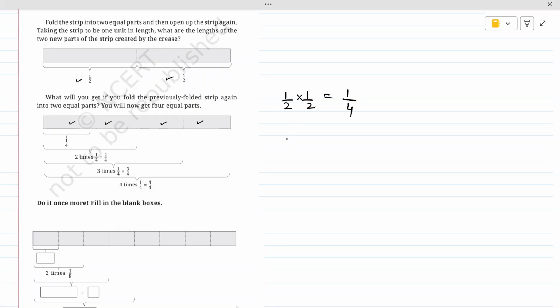So how many 1 by 4 do we have here? We have 4 of 1 by 4: 1, 2, 3, 4. This is 4 and the length of each is 1 by 4. So if we multiply, we will get one whole strip. Same thing we have done here. So now do it once more.